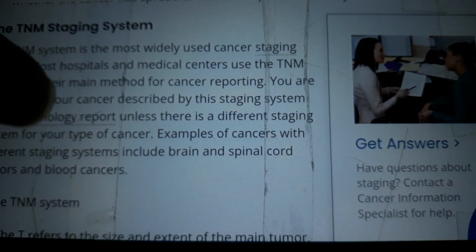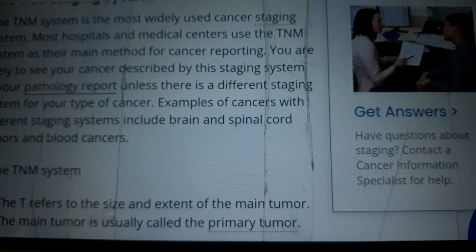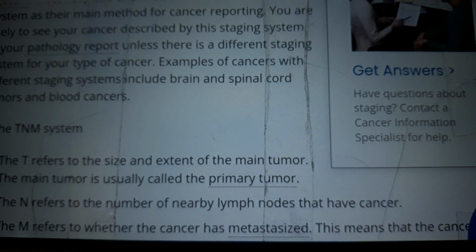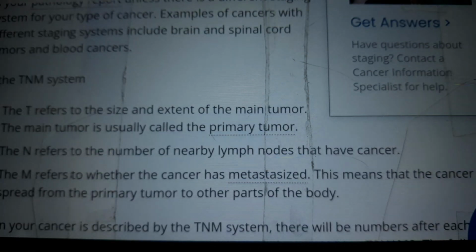The TNM staging system. The TNM system is the most widely used cancer staging system. Most hospitals and medical centers use the TNM system as their main method for cancer reporting. One is likely to see cancer described by the staging system in the pathology report, unless there is a different staging system for the type of cancer. Examples of cancers with different staging systems include brain and spinal cord tumors and blood cancers.